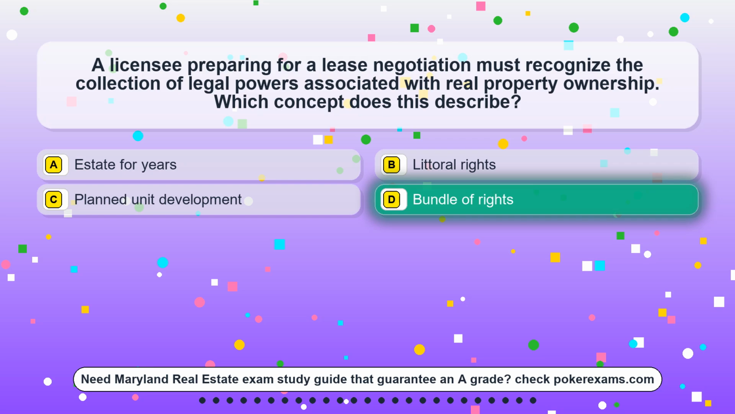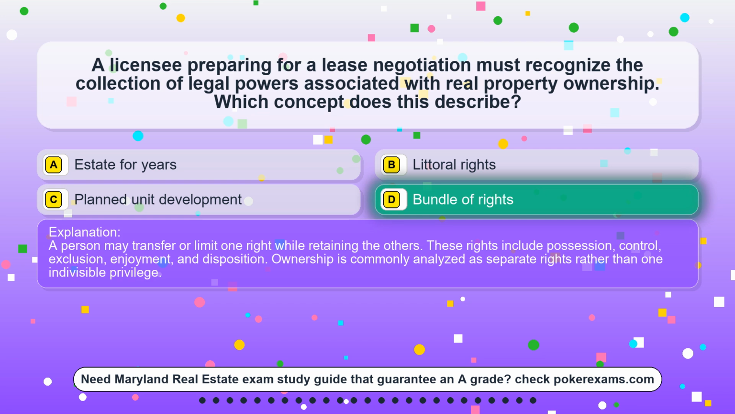The correct answer is option D, bundle of rights. A person may transfer or limit one right while retaining the others. These rights include possession, control, exclusion, enjoyment, and disposition. Ownership is commonly analyzed as separate rights rather than one indivisible privilege.